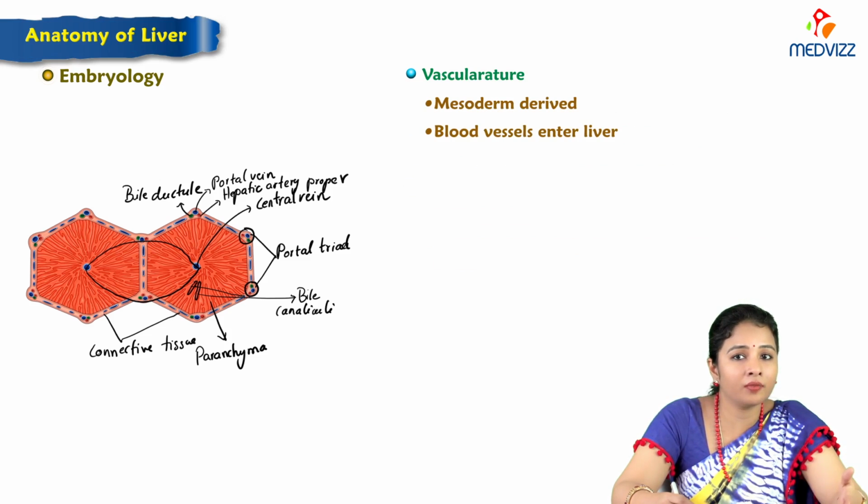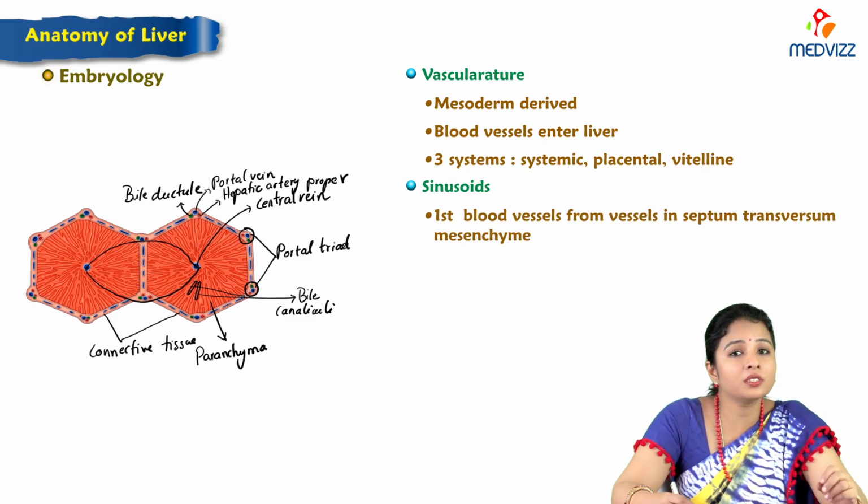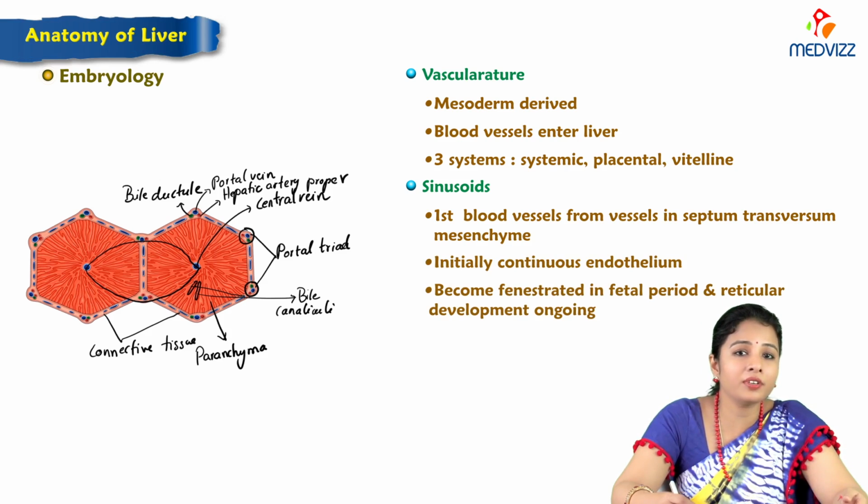So from the mesoderm, blood vessels enter the liver, and there are three systems: systemic circulation, placental and vitelline circulation. Sinusoids: first, blood vessels form from the vessels of the septum transversum mesenchyme and initially contain endothelium, and become fenestrated in the fetal period, with reticular development ongoing.